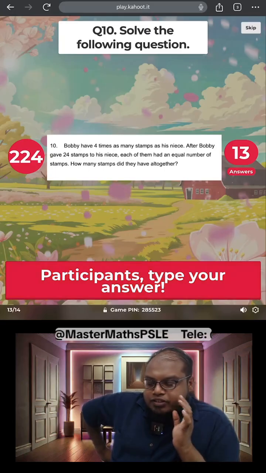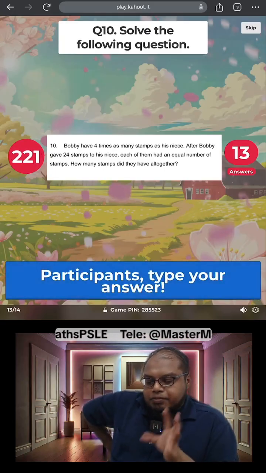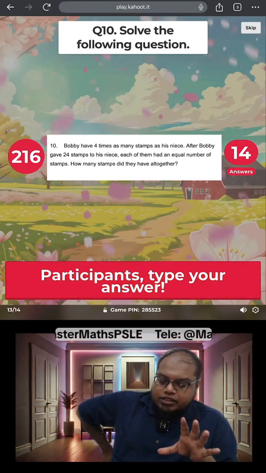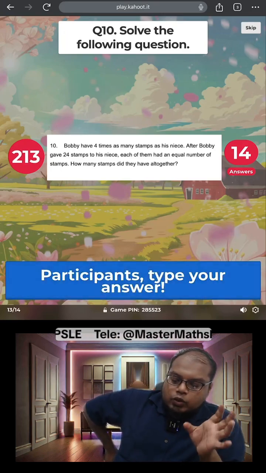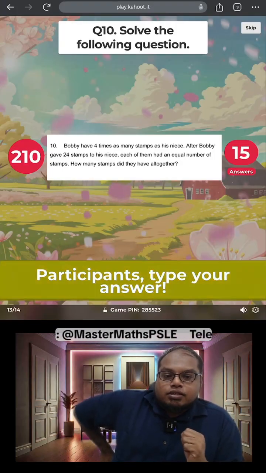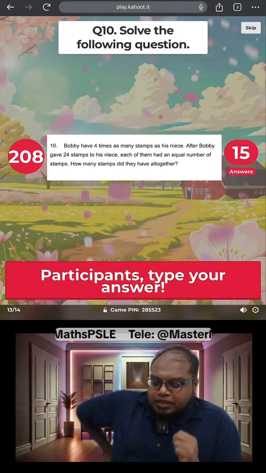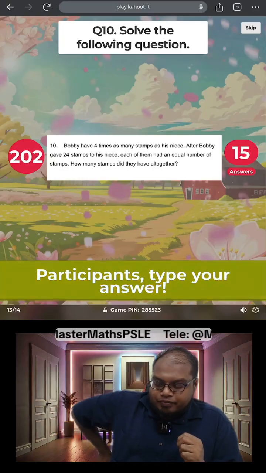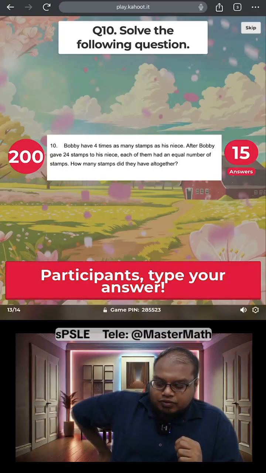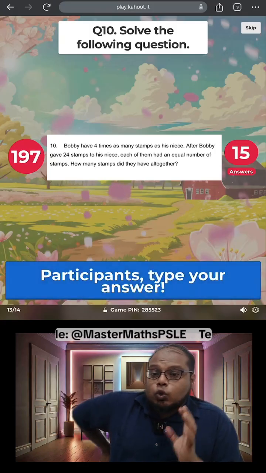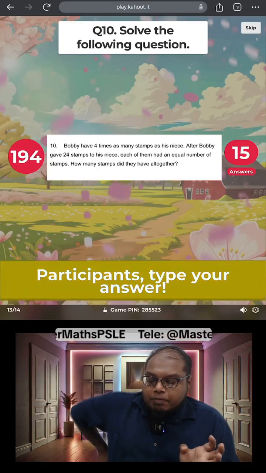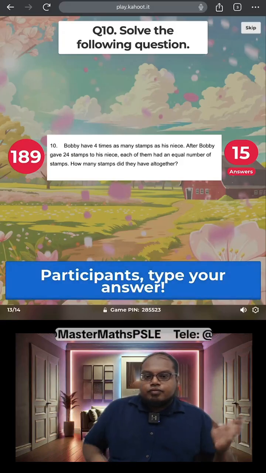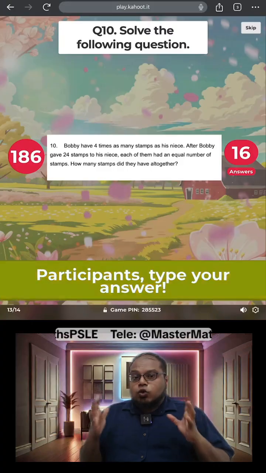So this is purely on stems. Bobby has 4 times as many stems as his niece. After Bobby gave 24 stems to his niece, each of them had an equal number of stems. How many stems did they have all together? Okay. So also the same here. Total remained the same, because Bobby gave 24 stems to his niece. So there is still a total unchanged.